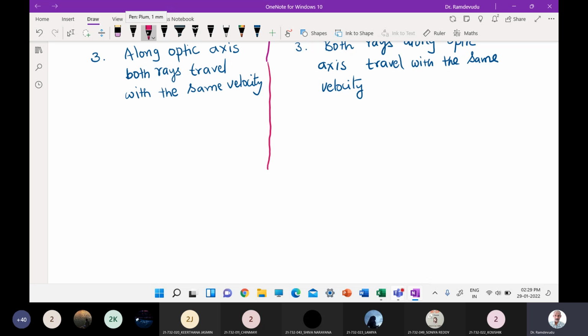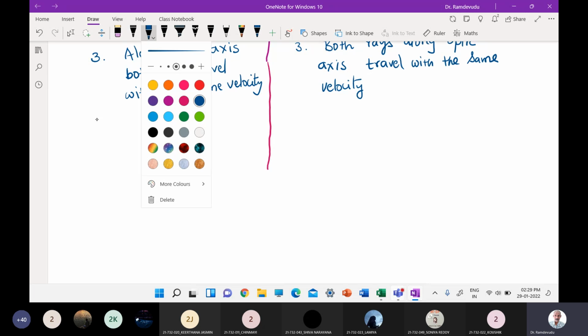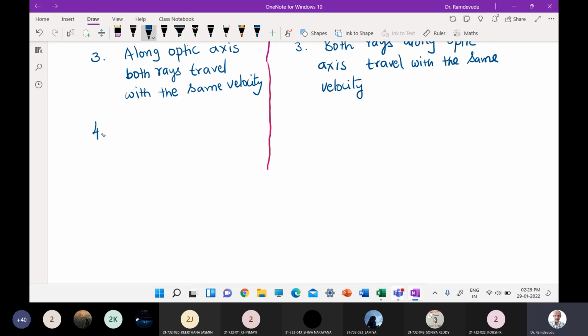Next, I will see the other differences which we have not so far seen, and therefore I'll write the fourth one, which says that since the O ray travels in all directions with the same velocity, means that same velocity in the same direction. Therefore, I take the law.